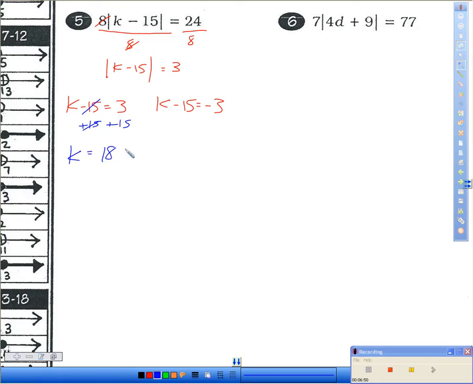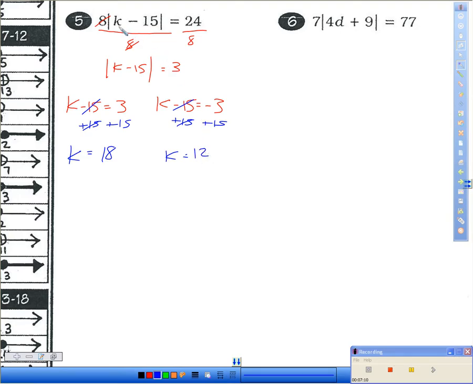So k equals 18. Well, let's check that. 18 minus 15 is 3. Absolute value of 3 is 3. 3 times 8 gives us 24. Let's solve the right hand equation also. We'll add 15 to the left, add 15 to the right. The 15's cancel, and we get k equals 12.